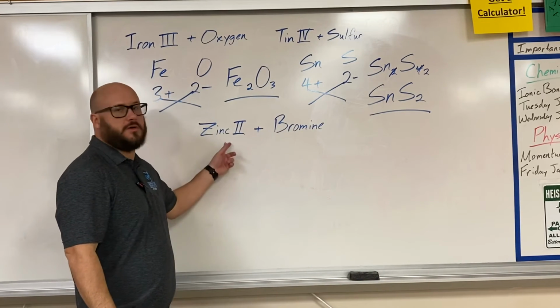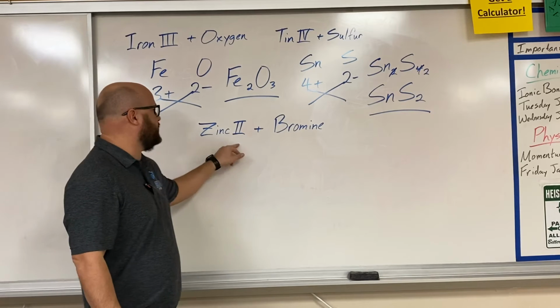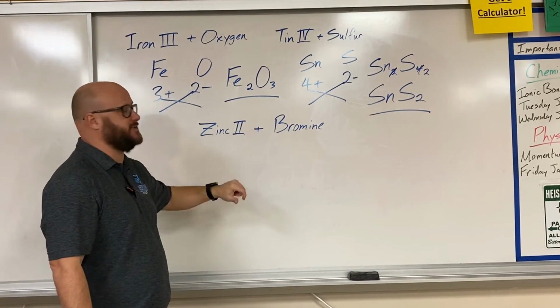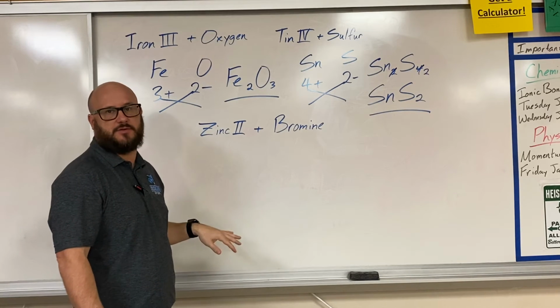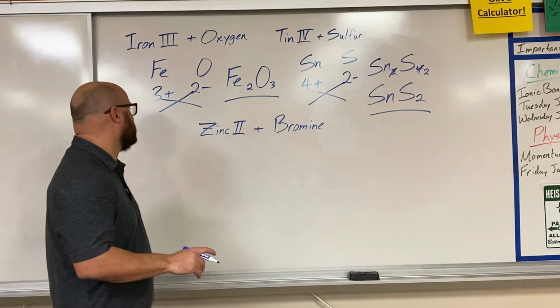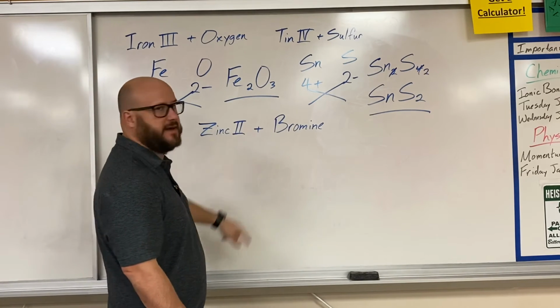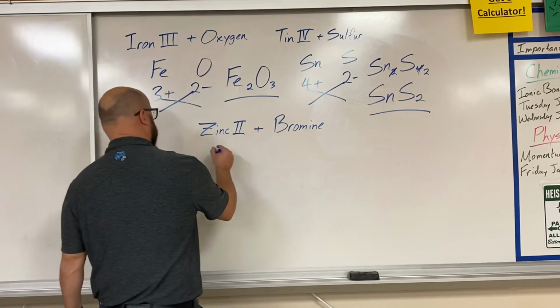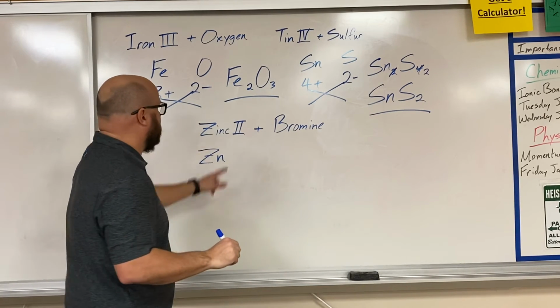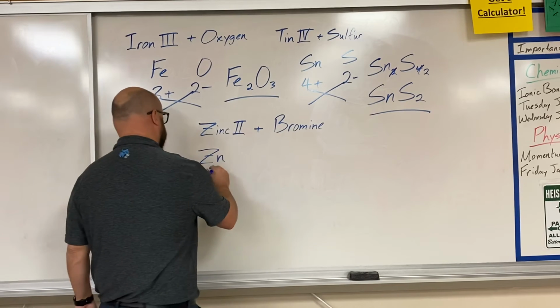All right, last one. Zinc 2 plus bromine. Now, zinc is unique because it's always going to be a +2. But I'll still give it to you when it comes to tests and quizzes. So zinc, if you find its symbol on the periodic table, is a Zn. And we know it's 2 positive.